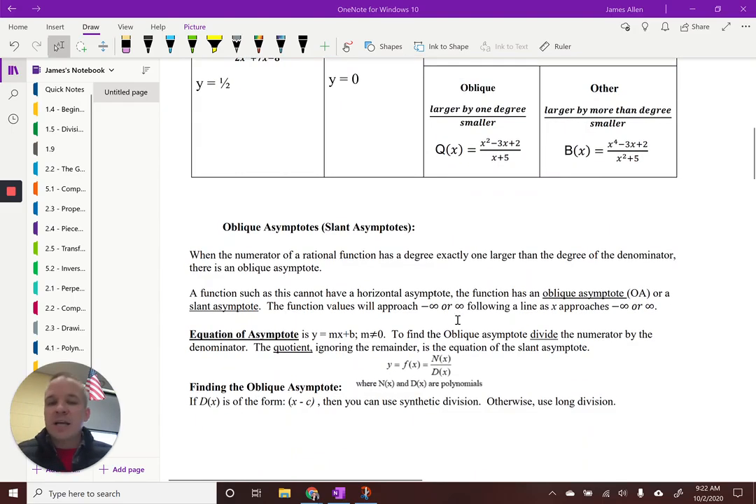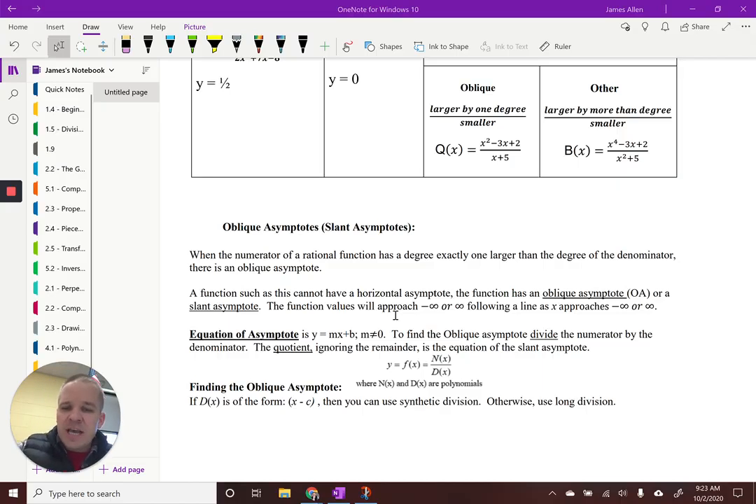Alrighty, so our oblique asymptotes, let's formally write some things down here. When the numerator of a rational function has a degree exactly 1 larger than the degree of the denominator, then we have an oblique asymptote, right? Or a slant asymptote, it's another name for it. A function cannot have both a horizontal asymptote and a slant asymptote. It's going to have one or the other, right? So the function values will approach negative infinity or positive infinity following that line as x approaches negative infinity or positive infinity.